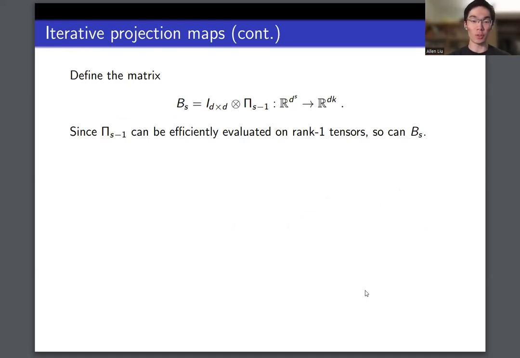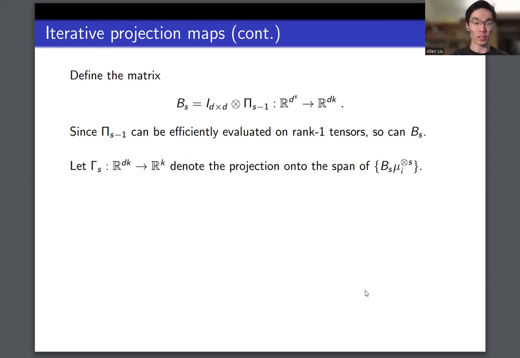Okay, so first, to lift from s minus 1 dimensions to s dimensions, we'll just do nothing in the last dimension. So this is simply what B_s does. We'll project an s dimensional tensor from d to the s dimensions down to d times k dimensions, where we apply pi sub s minus 1 on the first s minus 1 dimensions and then do nothing on the last dimension. That's what this matrix B sub s does. So now we have a projection map from d to the s dimensions down to d times k dimensions.